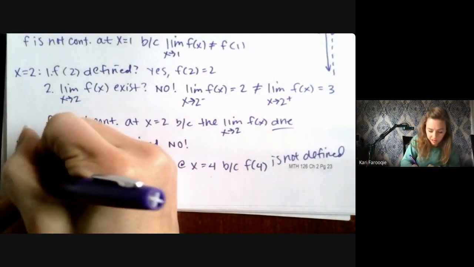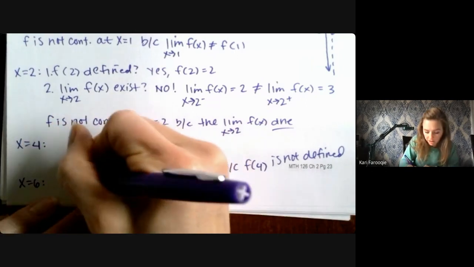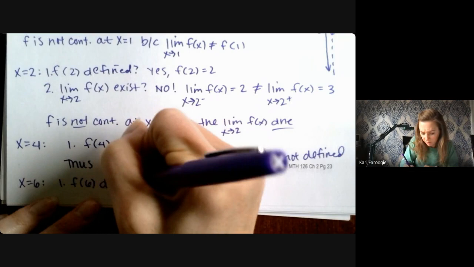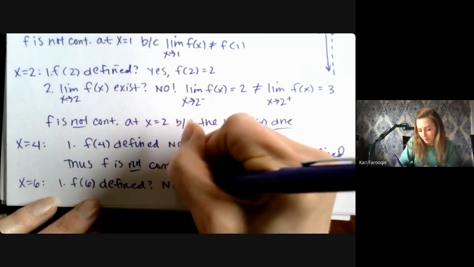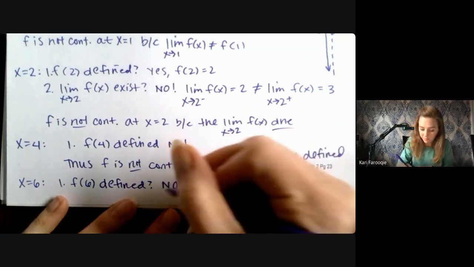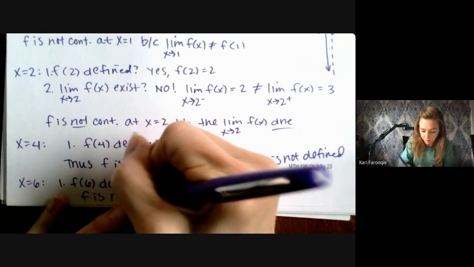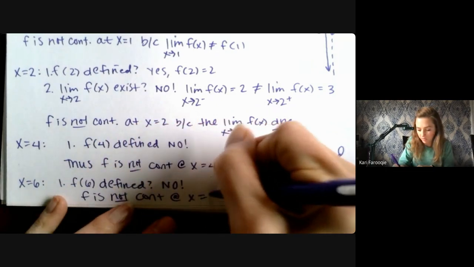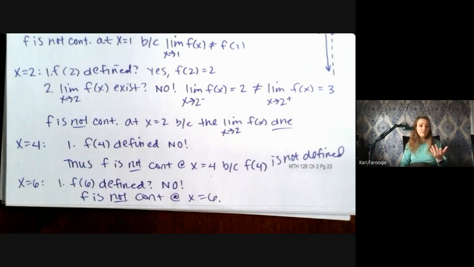So at x equals 6, we're going to check, is f of 6 defined? No. Again, this took one condition. It's not defined. You don't need to worry about it. The limit does not exist. Therefore, the limit can't be equal to the function value. There's nothing about this that says it's continuous. So f is not continuous at x equals 6 because it's not defined. So you might see something like that with a vertical asymptote, just so you know.